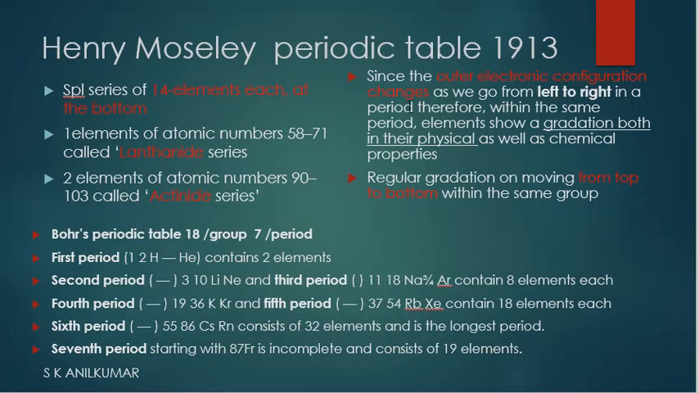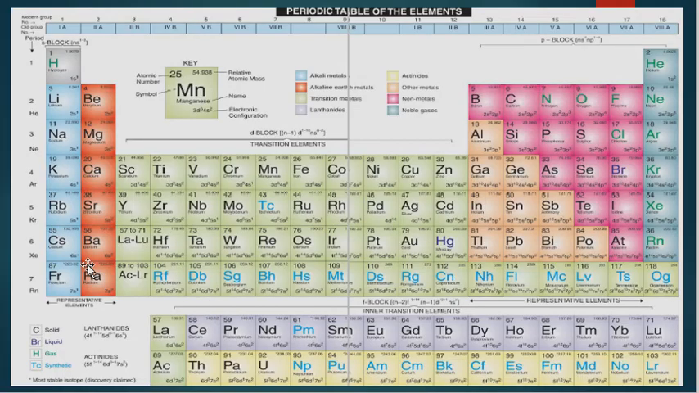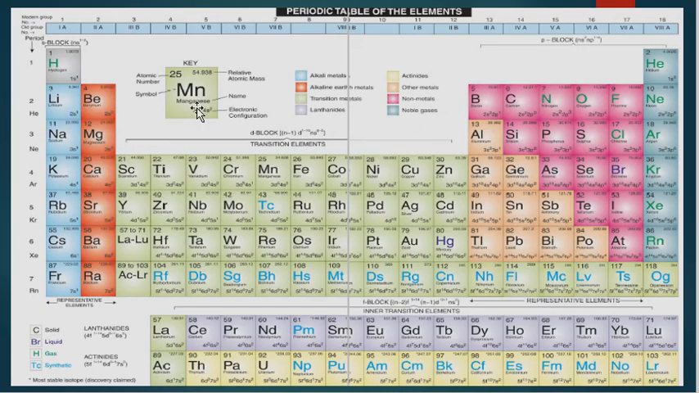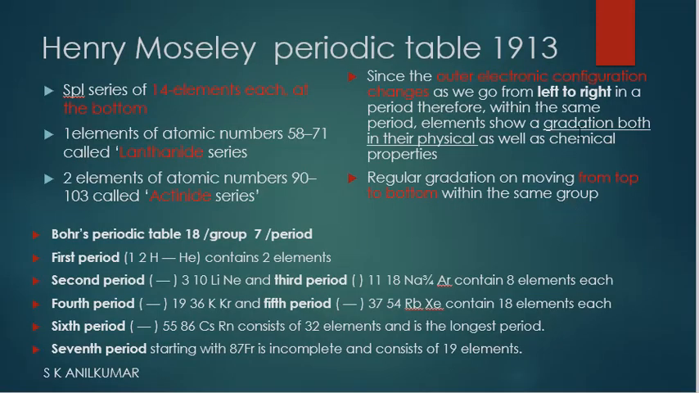Since the outer electronic configuration changes as we go from left to right within the same period, elements show gradation in their physical and chemical properties. How does the atomic number change? For hydrogen it is 1, for helium it is 2, then 3, 4, 5: lithium, beryllium, boron. The atomic number changes when we go from left to right. There is a change in the physical and chemical properties of the elements when we move from left to right.